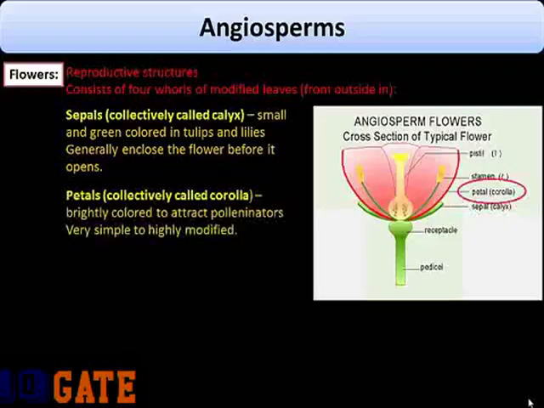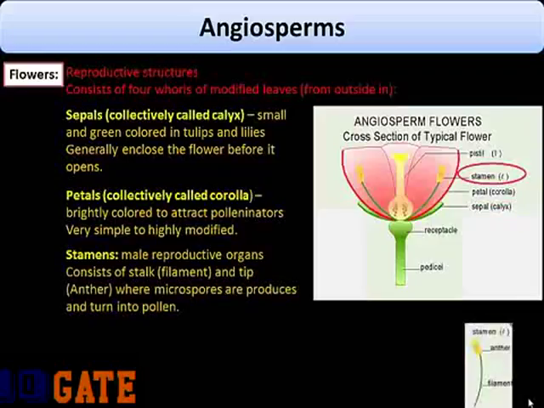Next, petals. Petals are collectively called corolla. They are often brightly colored to attract pollinators like insects, birds, etc., and may be from very simple to highly modified. Next, stamens. Stamen is the male reproductive organ, which consists of a stalk, that is the filament, and a tip, that is the anther, where the microspores are produced and turn into pollen.